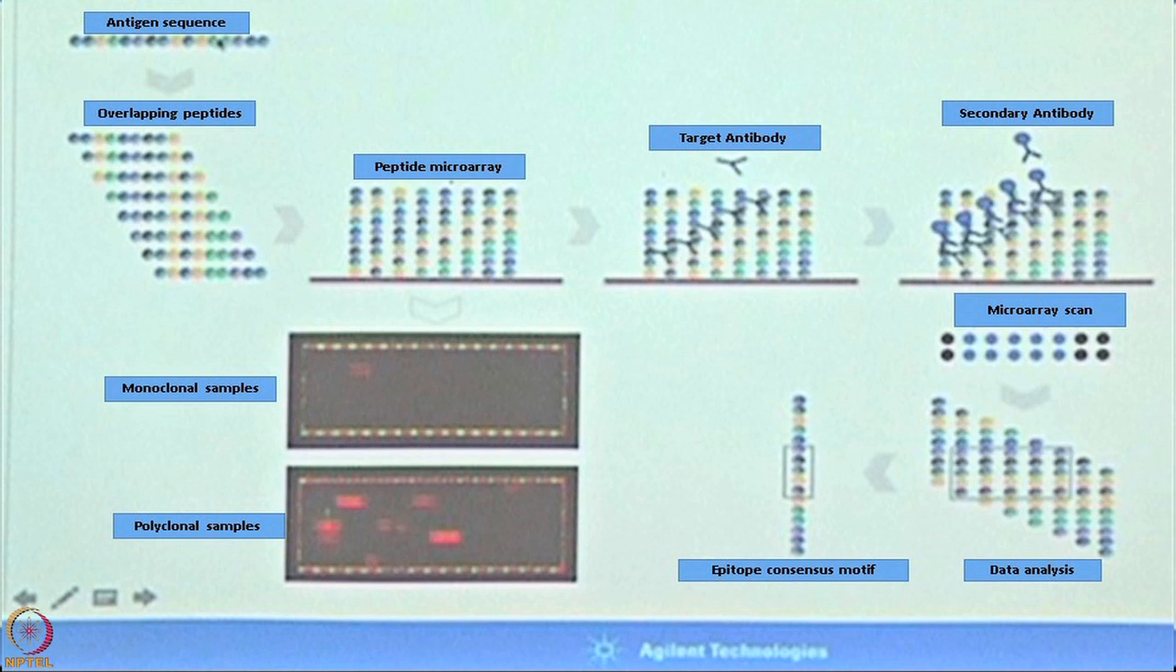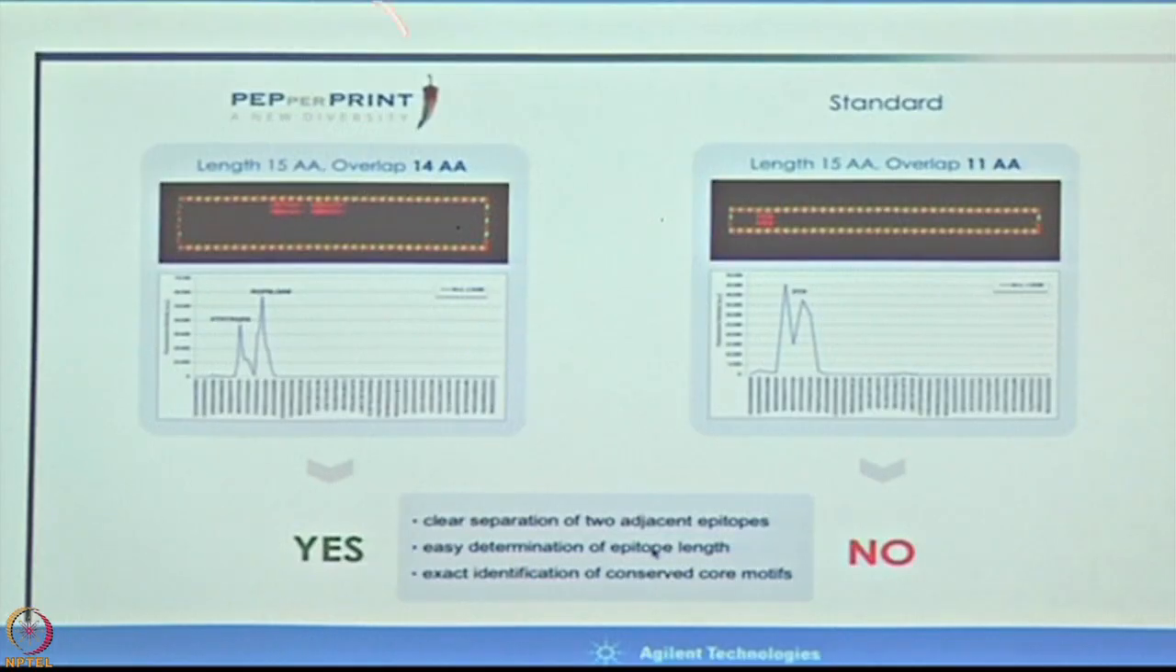So it's very easy. How do they define the linear epitope? Just the overlapping peptides they use, right? If you use the linear one, you basically see the epitope differences very clearly. Here in the standard we cannot see. Resolution is not that great.